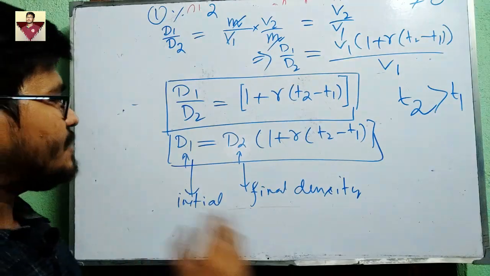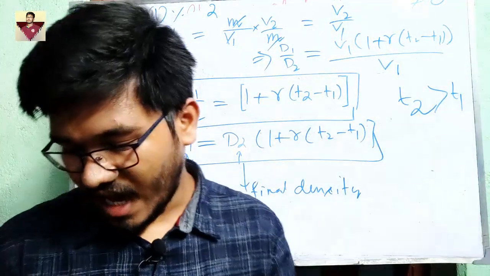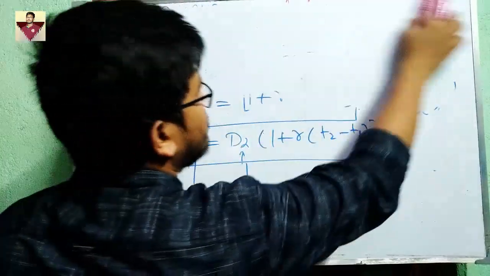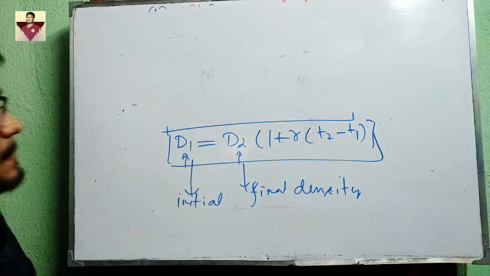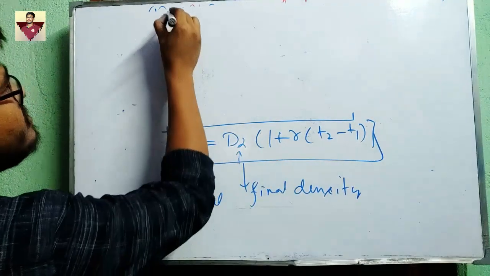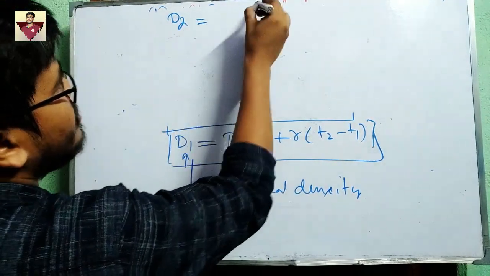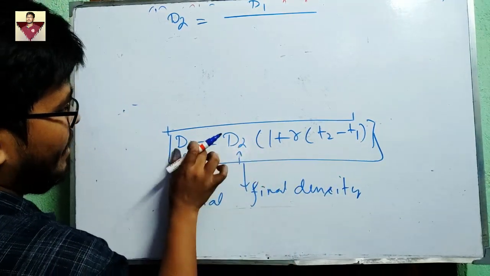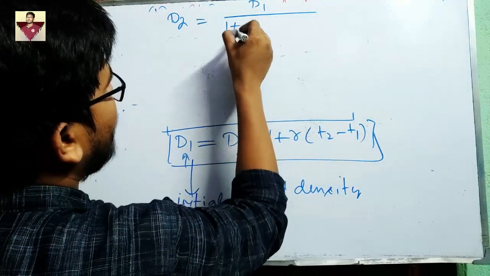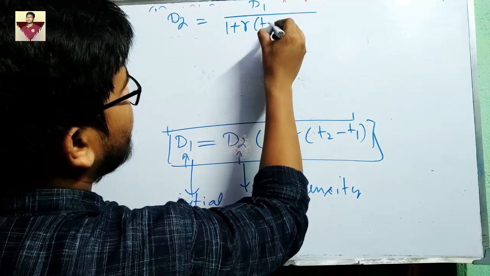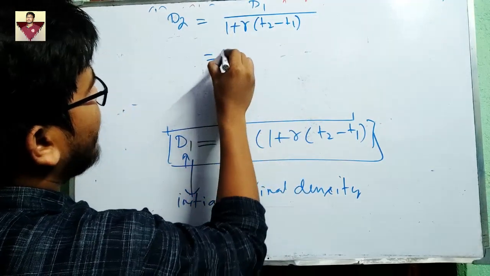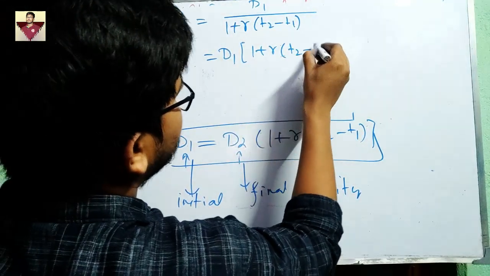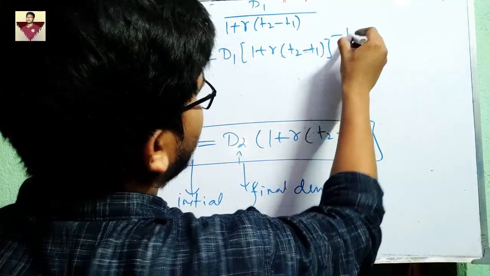Now I will write d2 with respect to d1. How will I do that? Let's see. I am removing all this part, so you have this equation. Now if you want to write d2, it will be d1 divided by this term. So your d2 will be d1 divided by 1 plus gamma into T2 minus T1. Then you can write d1 times 1 plus gamma into T2 minus T1, whole to the power of minus 1.